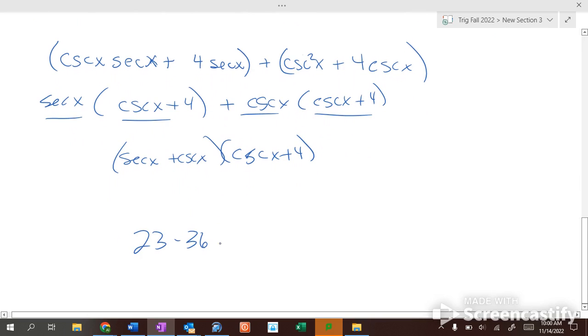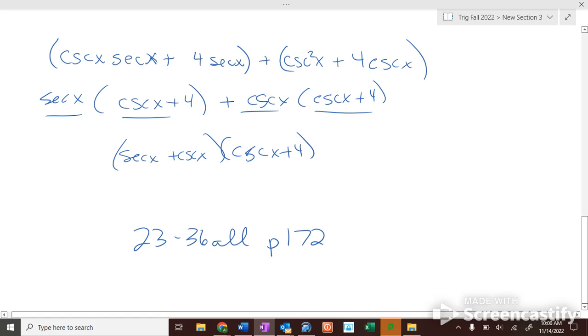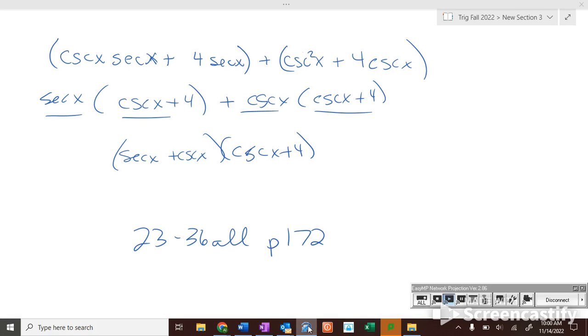23 through 36 all on page 172. Only one assignment today, but I need to come around and check your 3-1s, the 5 assignments from section 3-1, today. So I will come around and do that now while you're working. Okay, so just when it comes to me coming around, I will stop by.